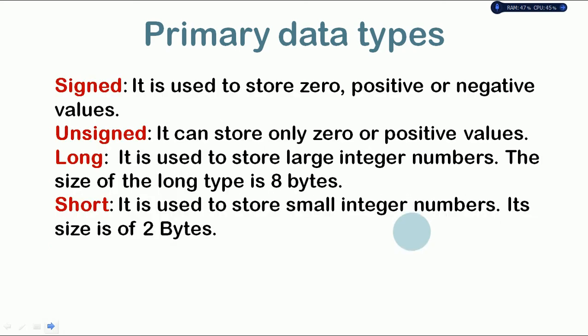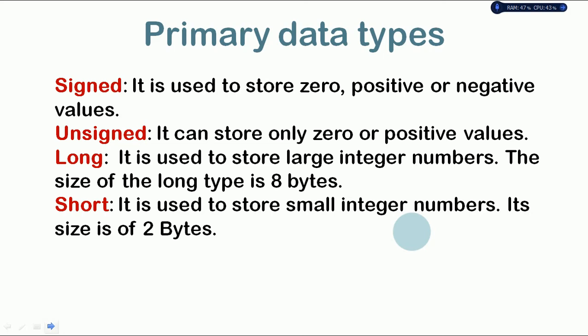In the primary data types, we have some other categorizations which we can use in combination with your basic data types like integer, character, double and float. So that will be signed. You can represent an integer that may be a positive value, a negative value, or 0. When we want to differentiate that, we can use signed. So signed means it is used to store 0, positive or negative values. It is plus 10, minus 15, 0. Like that you can store.